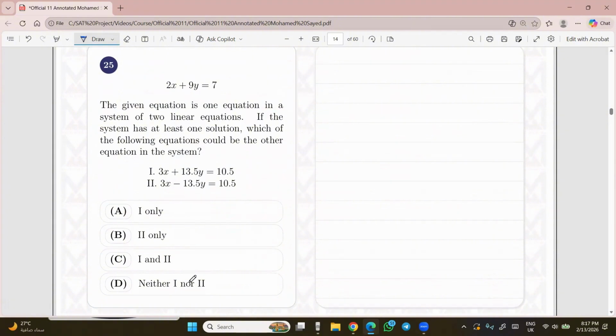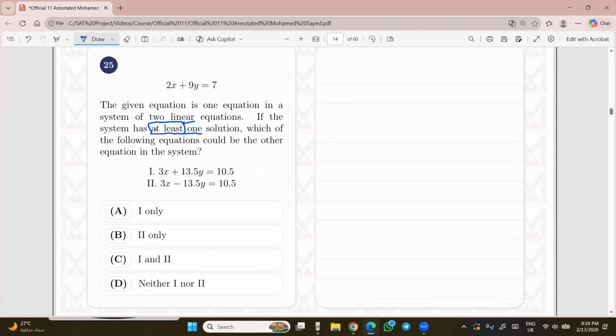The given equation is one equation in a system of two linear equations. If the system has at least one solution. Oh, this is a very, very critical word: at least one solution. If you do not scrutinize the question and look carefully at this word, you will miss the mark of the question. At least means what? At least one solution, because we have three cases, guys.